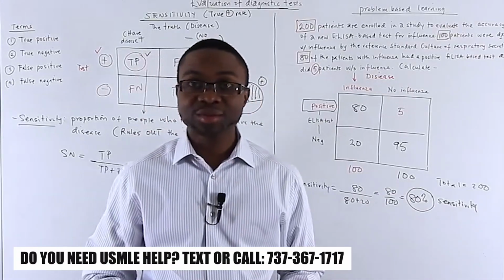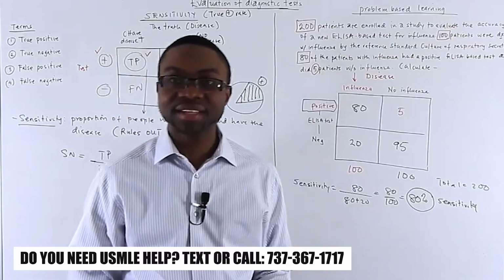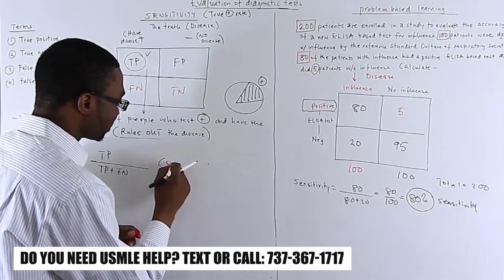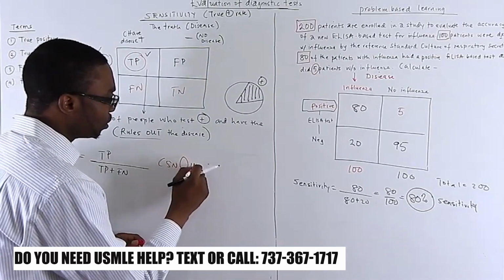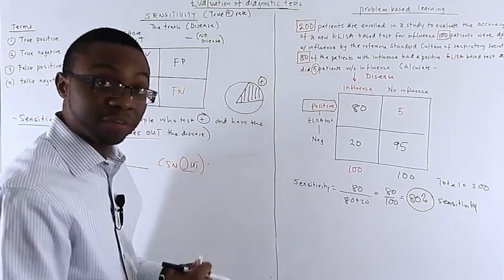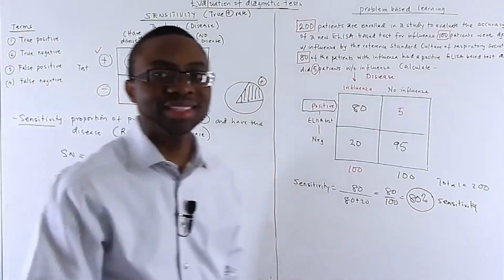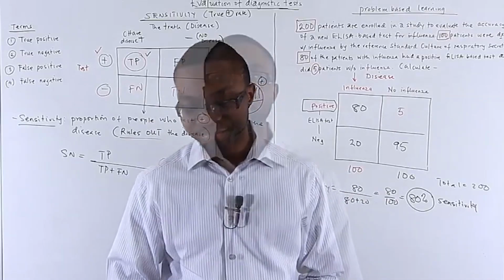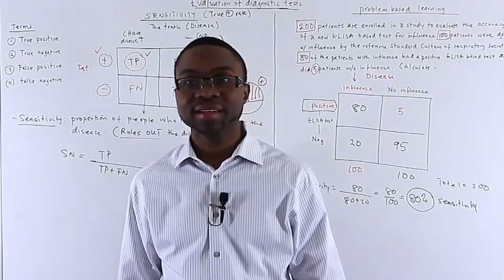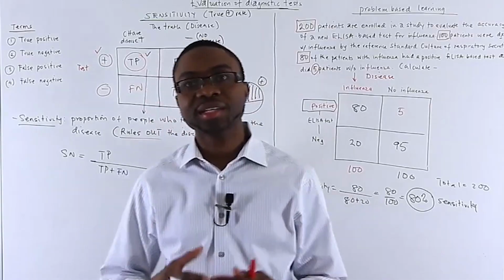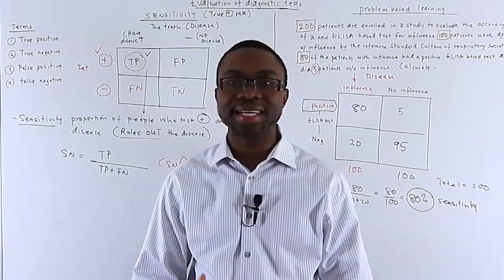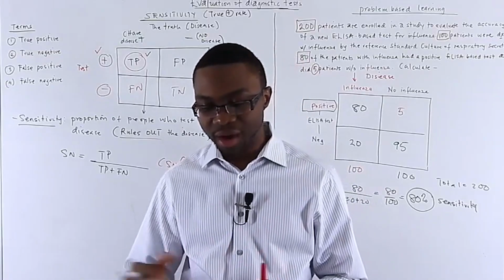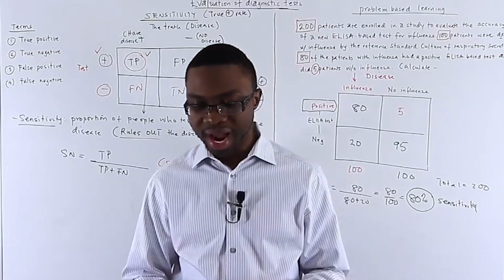A nice mnemonic to remember for sensitivity is sensitivity rules out. Okay? So you can write it as SnOut, S-N-O-U-T. But for me, personally, I want you to know the definition, because then you can remember how to answer the question on the board exam. So in summary, for sensitivity, we want to create a test that has a very, very high sensitivity. Why? Because it's used as a screening test to screen out diseases with low prevalence.